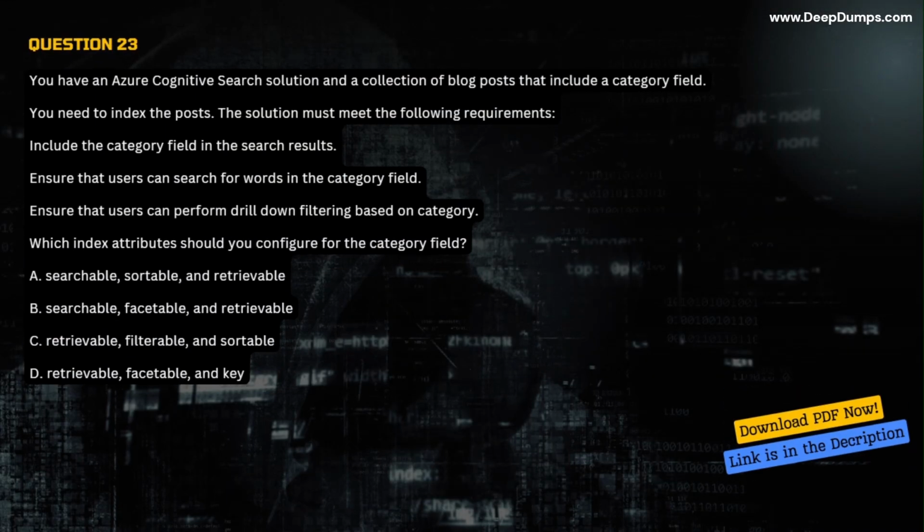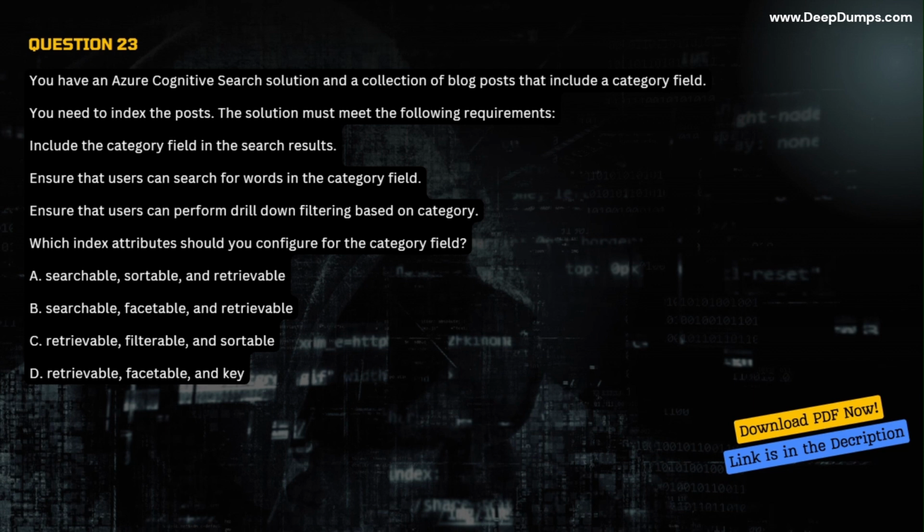Question 23. You have an Azure Cognitive Search solution and a collection of blog posts that include a category field. You need to index the posts. The solution must meet the following requirements. Include the category field in the search results. Ensure that users can search for words in the category field. Ensure that users can perform drill-down filtering based on category. Which index attributes should you configure for the category field?